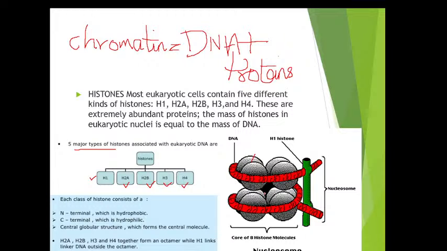Then the peculiarities of histones are: first, they are unique to eukaryotes, and second, they have a high amount of basic amino acids like arginine and lysine. That is a peculiarity of histones. The most abundant amino acids in histones are arginine and lysine, which are basic amino acids. And why basic amino acids? The presence of more basic amino acids helps in binding to the DNA molecule.